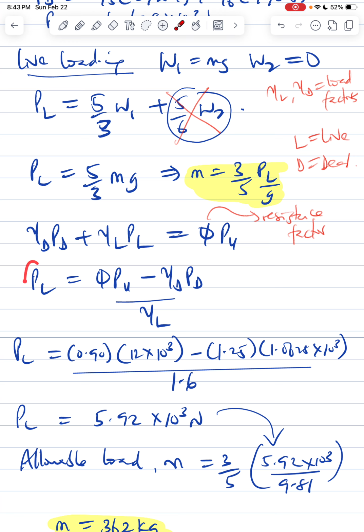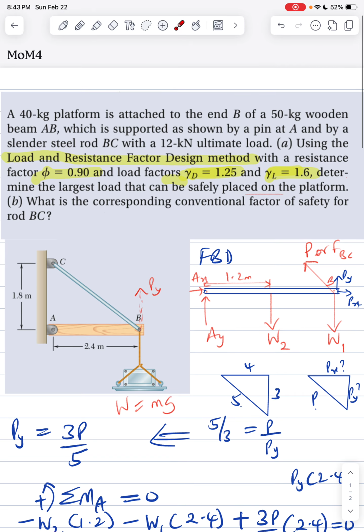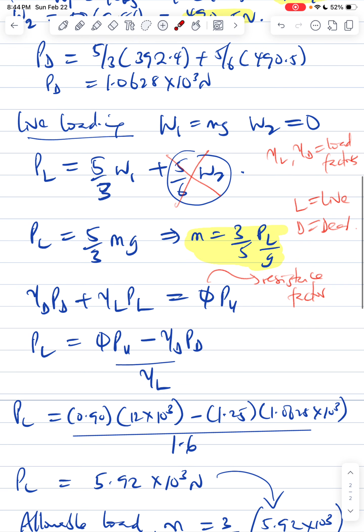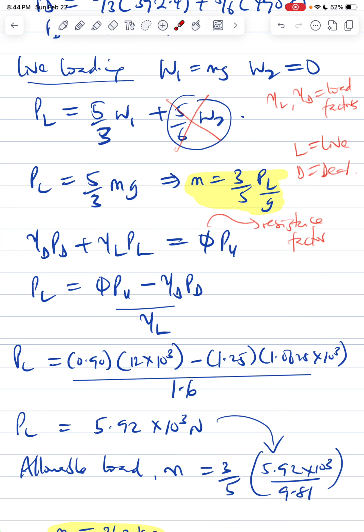Now, we make PL the subject of the formula. You simply bring this one over to this part here, then you divide by the load factor, gamma L. Here we're substituting 0.9, and the ultimate load, which was given in the problem as 12 kilonewton. That's the maximum load the rod can handle. Of course, it's in kilonewton. You always want to keep your units consistent, generally, in newton. And here 1.25, and here PD.